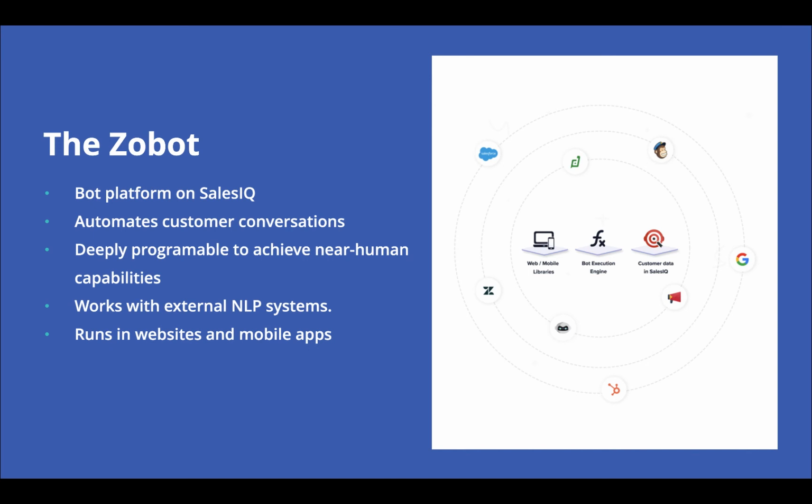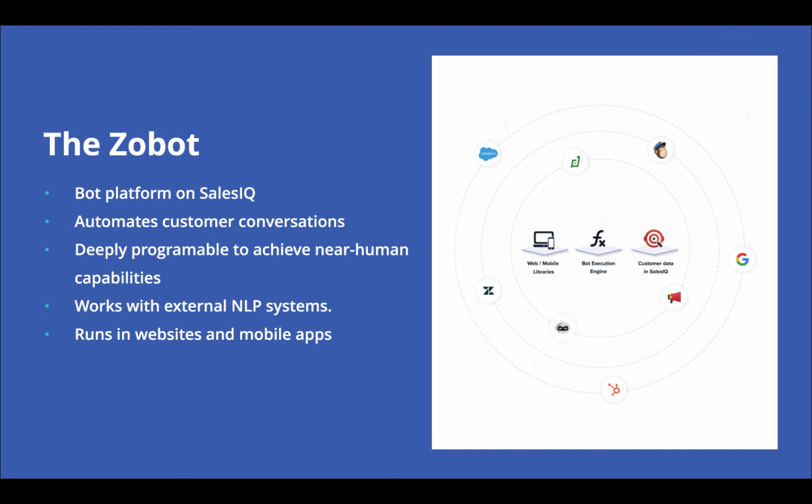Zobots maintain a conversation with users in natural language. They understand the intent of what the user is trying to say, and then they send a response based on business rules and data of the organization. And they can be run both on websites and on mobile applications. These Zobots are deeply programmed and can be customized to fit your business requirements.